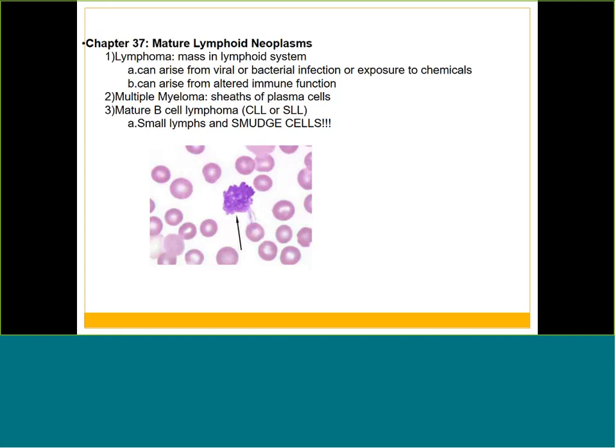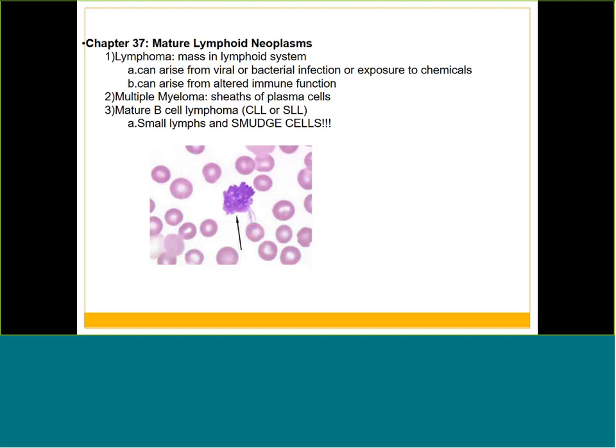You'll see bone pain with this, they'll be very anemic, and then kidney failure. Those are kind of the triad of signs that go with multiple myeloma: bone pain, severe anemia, and kidney failure. All right, otherwise, we did classify our lymphomas into whether they are B-cell based or T-cell based.